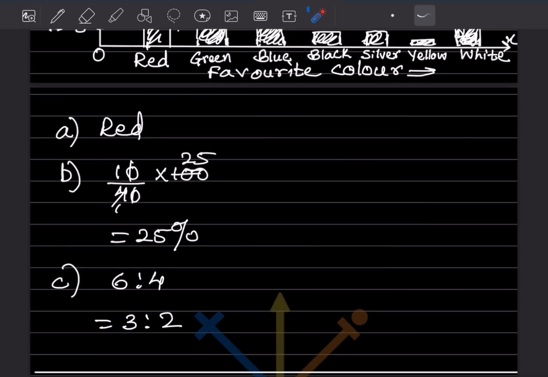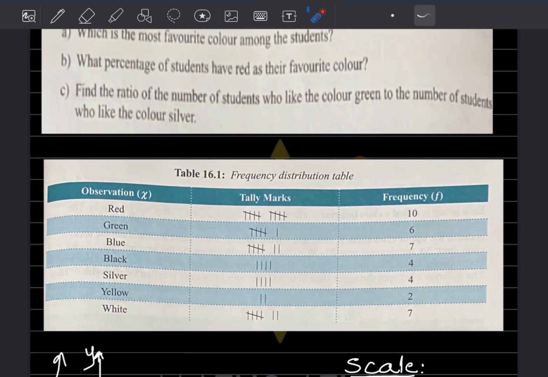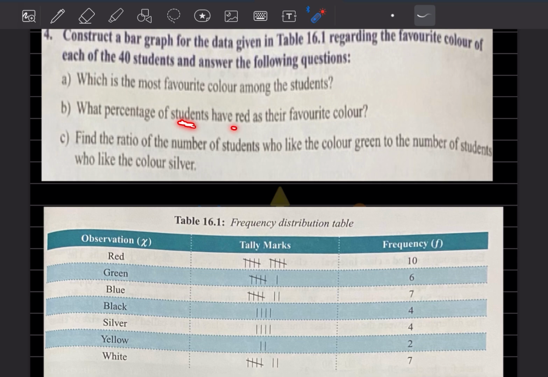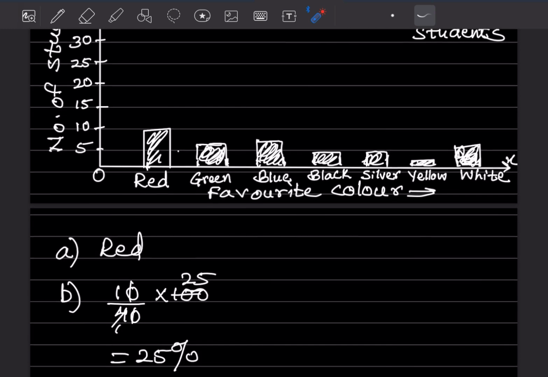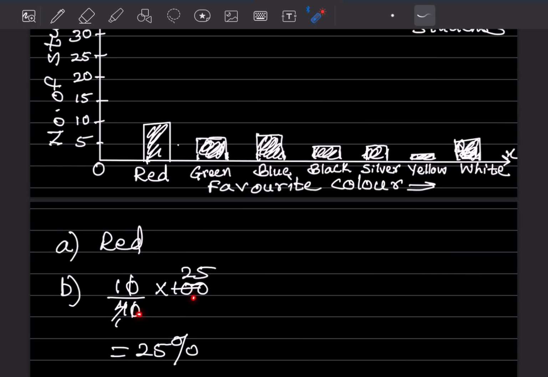And here, what percentage of students have red as the favorite color? We have 10 are red, the frequency is 10. So 10 students out of 40, into percentage means you multiply by 100. So 4 ones are 4, 4 25s are 100, so 25%.